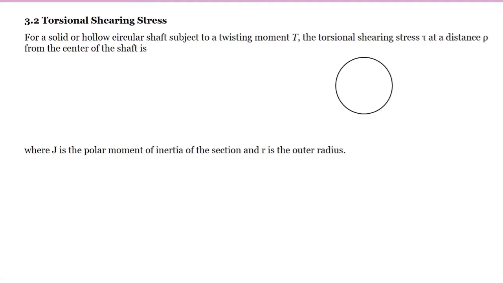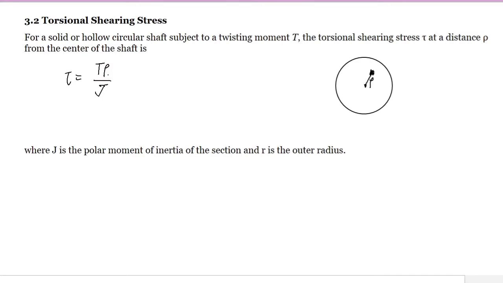For the solid or hollow circular shaft subjected to twisting moment T, the torsional shearing stress tau at a distance rho at the center of the shaft is given by the equation tau is equal to T rho over J, wherein kung ang pinag-uusapan natin ay kung gusto nating kunin yung shear stress at this point here, and this distance from the center is rho.